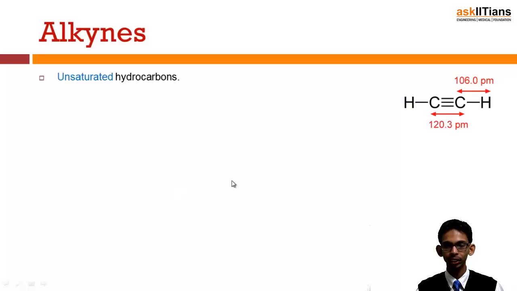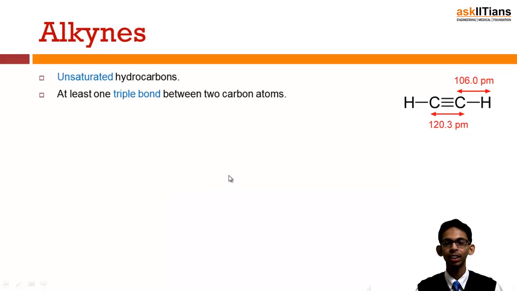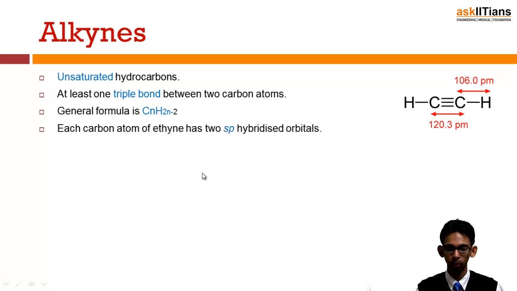Alkynes are the unsaturated hydrocarbons containing at least one carbon-carbon triple bond. The general formula is CnH2n-2, and the triple bonded carbon atom is sp hybridized. In case of ethyne, this is the structure. There are two carbon atoms, both triple bonded, so the hybridization is sp for both the carbons. So in alkynes, the triple bonded carbon atoms are sp hybridized.